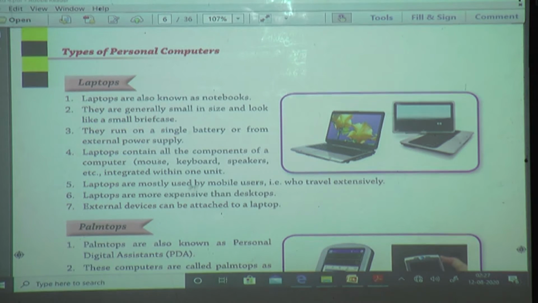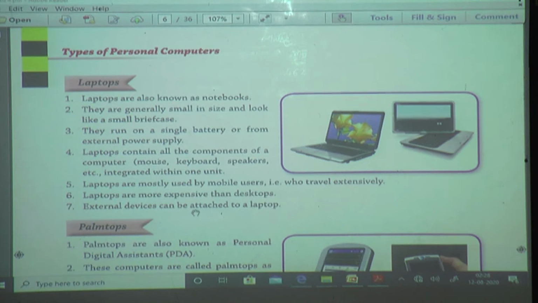Laptops are mostly used by mobile users, that is, people who travel extensively. If you have more work on the move, a laptop is a good option for us. Laptops are more expensive than desktop computers.